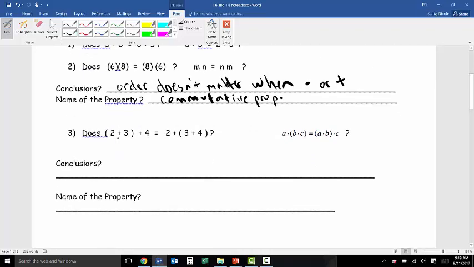So if we look at the next problem, if I do 2 plus 3, I get 5, and 5 plus 4 is 9. 3 plus 4 is 7, 7 plus 2 is 9. And it's going to be the same thing if we multiply. Whatever I get times A is going to be the same thing as whatever I get times C. So it doesn't matter how we group. So grouping doesn't matter when we add or, not subtract, excuse me, multiply. And this is what we call the associative property.